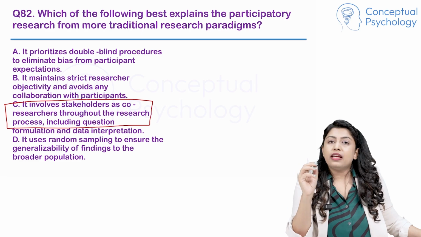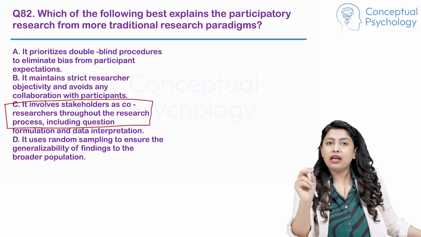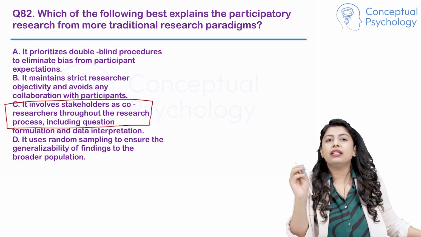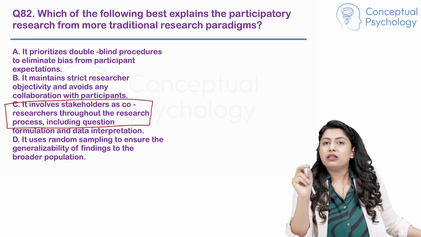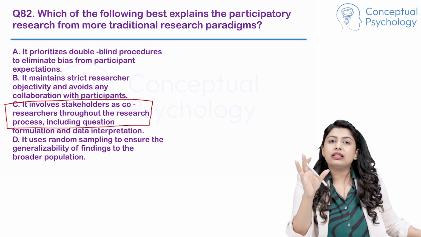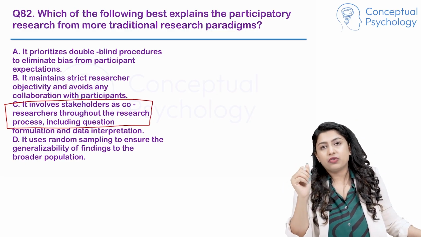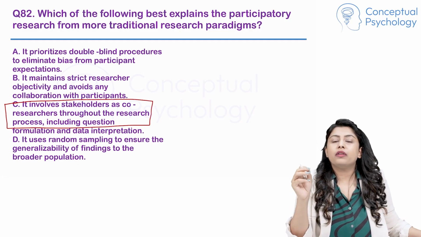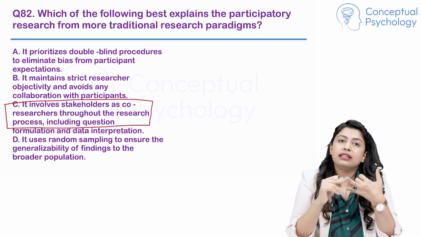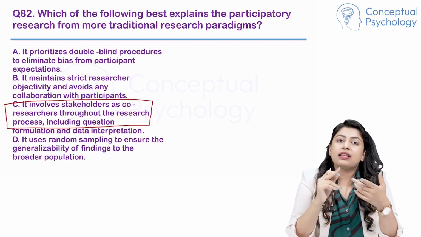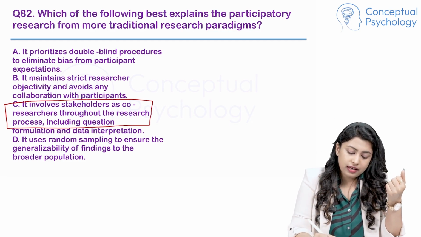So, it involves stakeholders as co-researchers throughout the research process, including question formulation and data interpretation. Why? Because participatory research involves community members and stakeholders as active co-researchers rather than passive subjects. So, participants are involved in all phases, including identifying research questions, collecting data, analyzing results, and implementing the findings. So, A is the incorrect answer.